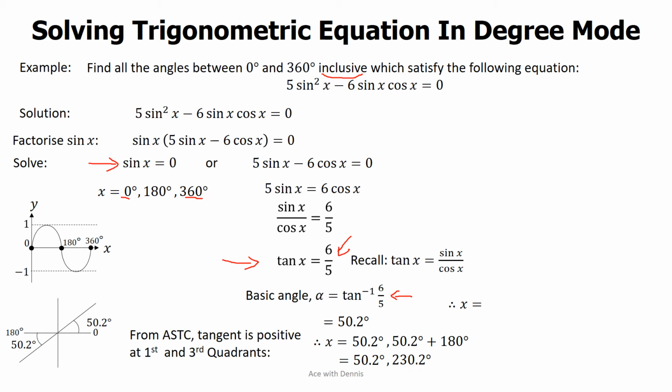Okay, we can actually put all the answers together, right? And rearrange from smallest to the largest angle. Okay, the first answer is 0 degrees, followed by 50.2 degrees, followed by 180 degrees, which come from here. Alright, all the angles come from here and come from here. Okay, so after 180 degrees, the next angle will be 230.2 degrees, and the next angle will be 360 degrees. Okay, so this is the final answer.